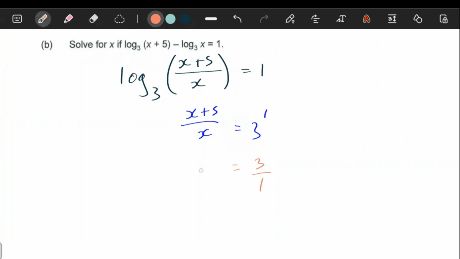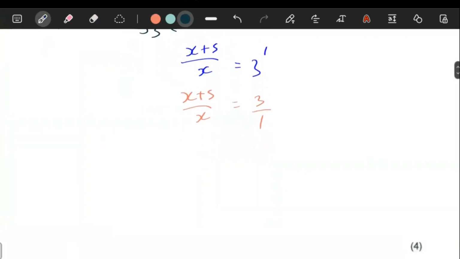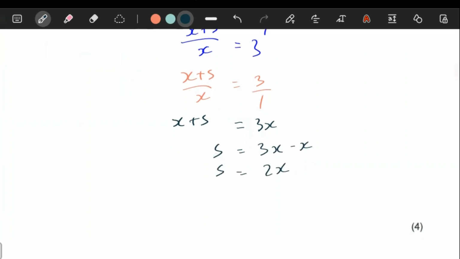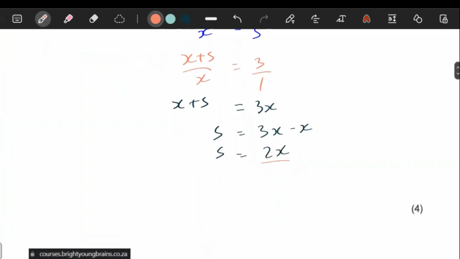And then here, let's just write this as x plus 5 over x, because our next step, we just have to cross multiply. X times 3 is like 3x. 1 times that is like x plus 5. Let's put the x's where the 3x is. And then we have 2x here. Dividing both sides by the 2, you're going to have here 5 over 2.